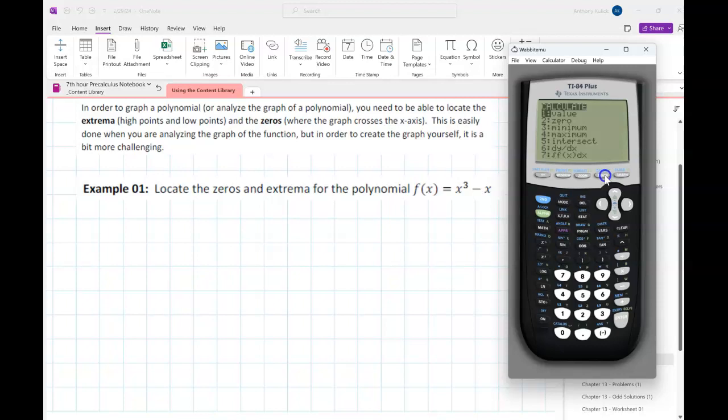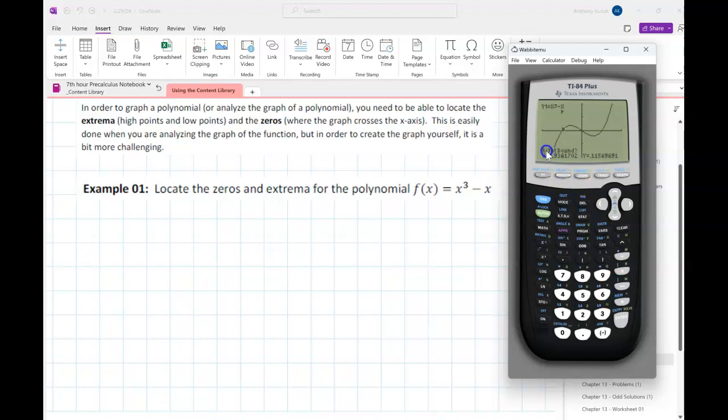And which command does it sound like I would want? Maximum. You're so smart today, guys. I love the participation. At the bottom of our calculator screen, the calculator is going to ask us for three things. It wants first a left bound. So I'm going to take my cursor, located right here at the origin, and use the left arrow button to move it somewhere, anywhere left of that local maximum. That looks like a good spot right there. So I'm going to press enter.